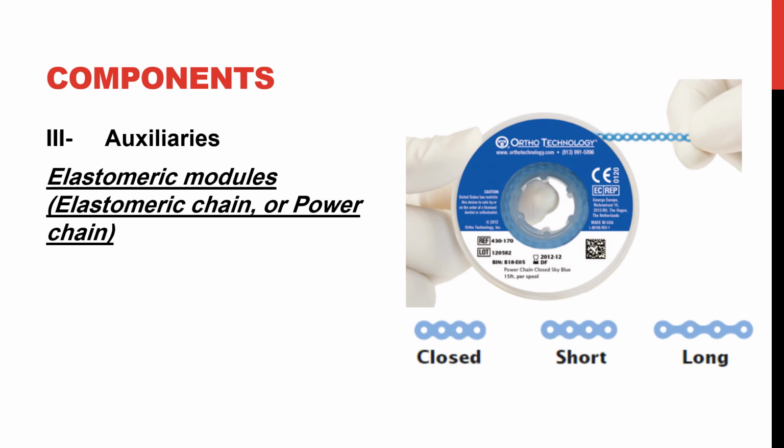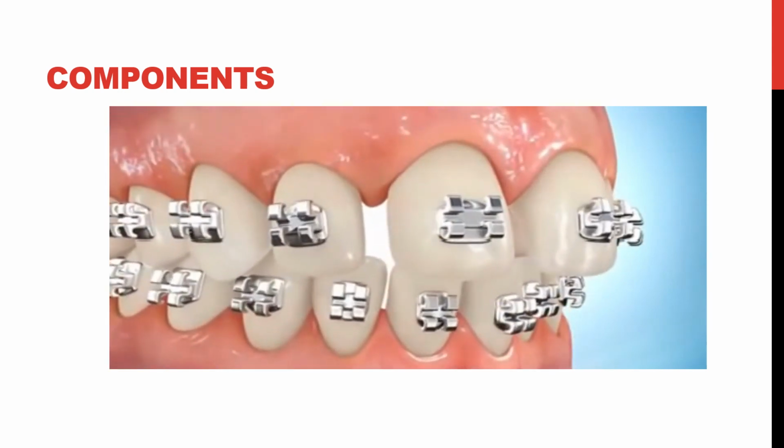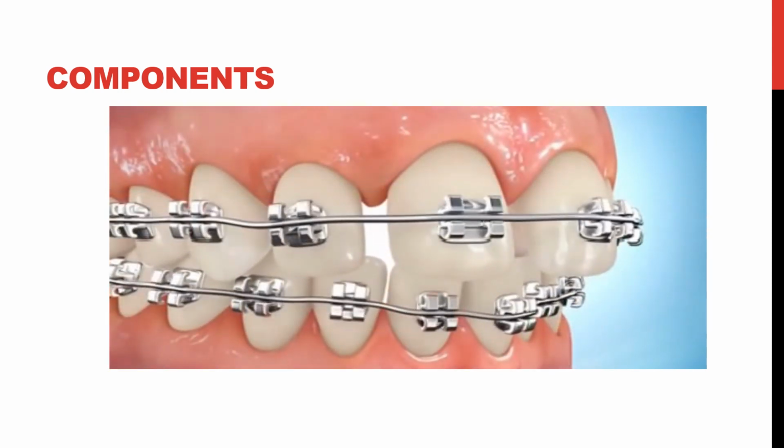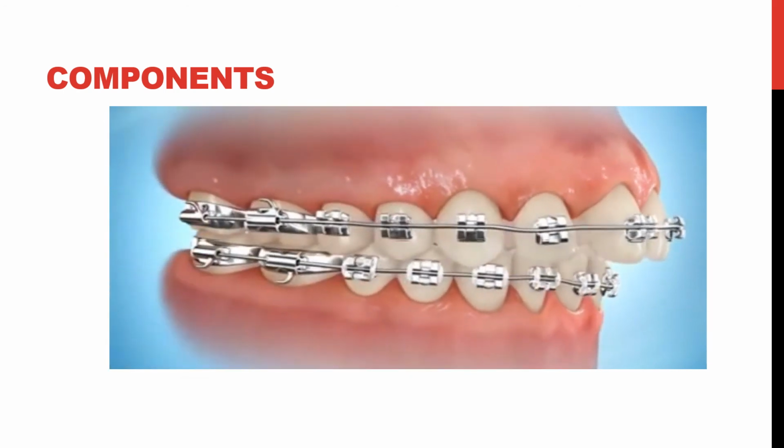Another type of auxiliaries is the elastomeric modules, also known as the elastomeric chain or power chain. It is a chain of connected elastomeric rings that is used as a force-producing mechanism for orthodontic tooth movement. These chains can be either long, short, or closed. This depends on whether or not there is a distance between the rings in its passive state. This short video shows how elastomeric modules or power chain is used to close spacing between the teeth.